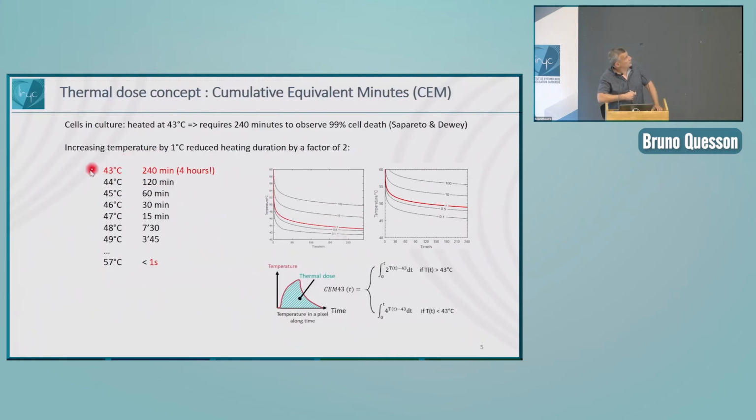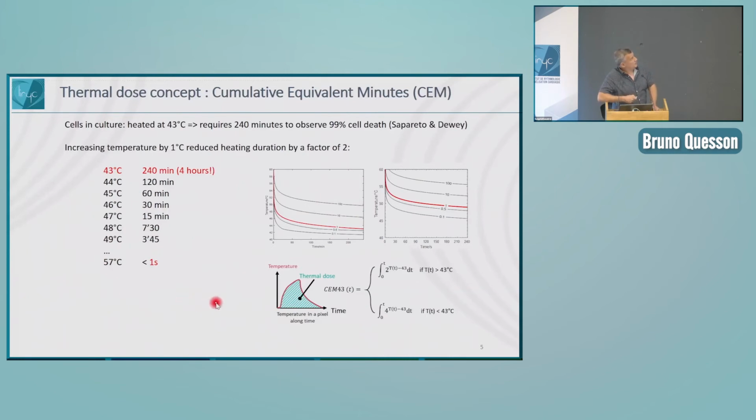But they also analyzed what happens if you increase the temperature by 1 degree, then you need exactly half of the time to produce exactly the same effect. And again, if you increase by 1 degree, iteratively, you decrease by a factor of 2 the time required to kill the cells. And if you iterate this process until, let's say, less than 60 degrees, you realize that you need less than 1 second to destroy the cells.